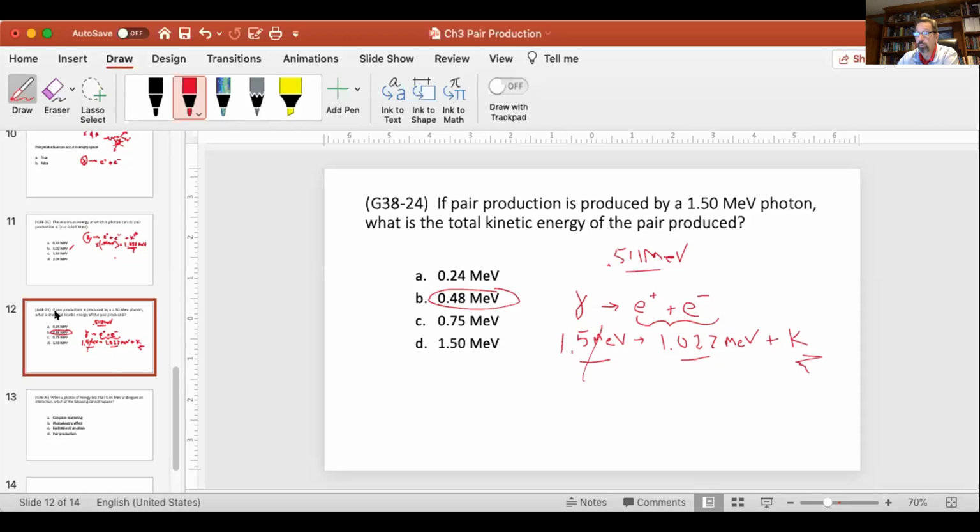All right, and 1.5, nope, it doesn't all go into kinetic energy. It has to create the particles. Energy gets converted into mass, and then whatever's left over becomes kinetic energy. And hopefully that makes sense from a conservation perspective.